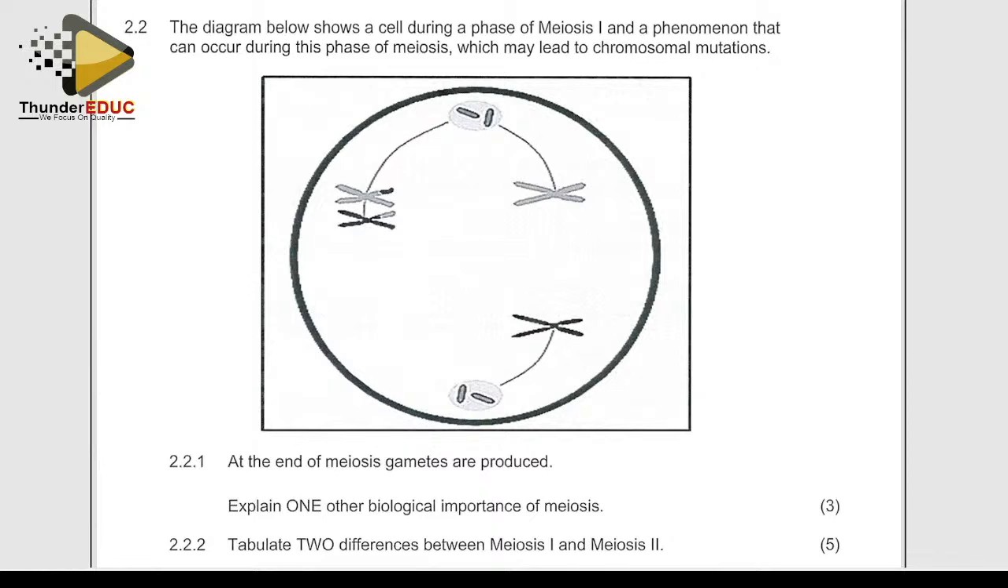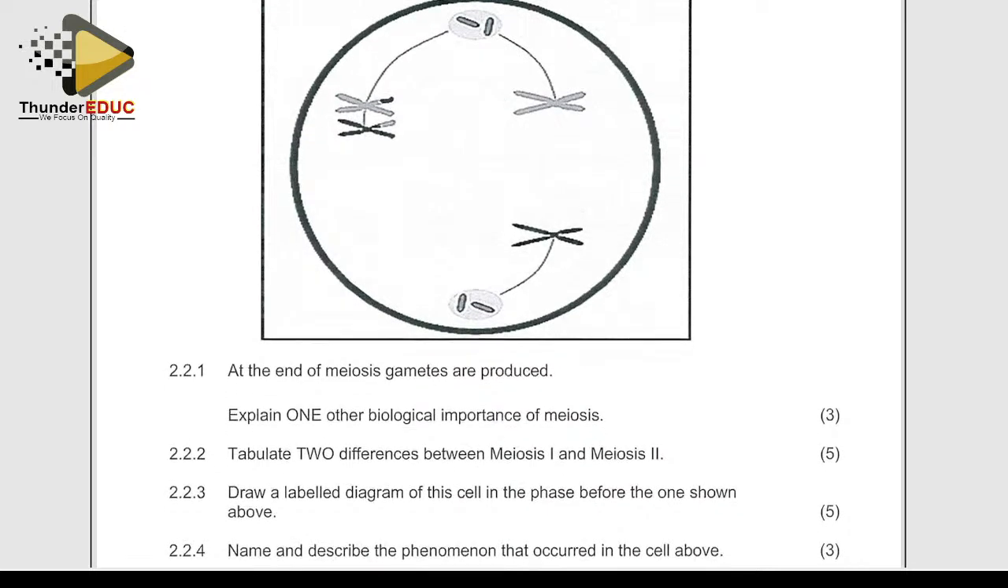2.4. 2.2, the diagram below shows the cellular phase of meiosis, a phenomenon that can occur during this phase of meiosis, which may lead to chromosomal mutation. At the end of meiosis, gametes are produced. Explain one other biological importance of meiosis.